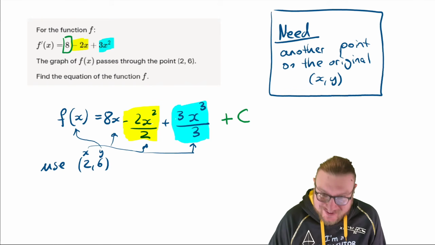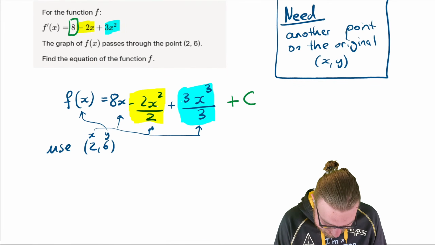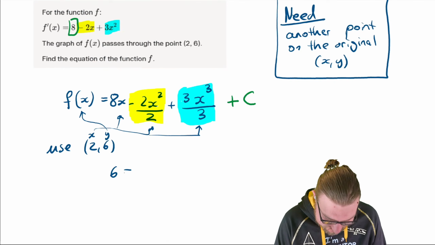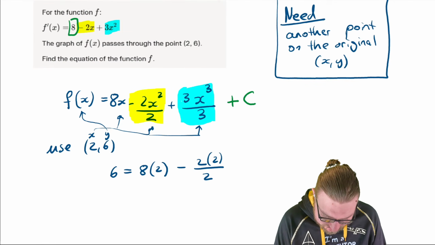Okay, so if we're going to substitute them all in, then we're going to get 6 for f of x, that's our y value, is equal to 8 times 2 minus, and you don't have to simplify this. You can just leave it exactly like this.